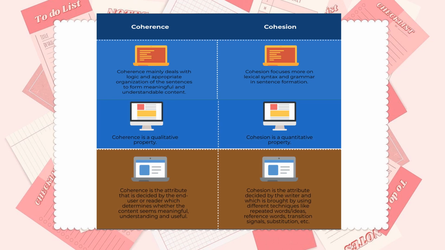In short, coherence is more of the content. Does it make sense? Is it useful? Does it make sense to the reader? And it is more of the message. And then cohesion will only focus and deal more on the grammatical structure or physical structure of the content, how it is written by the writer. So that's coherence and cohesion.